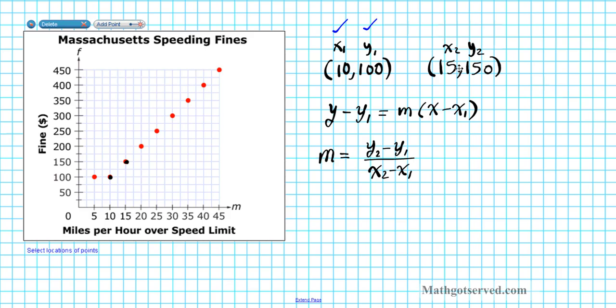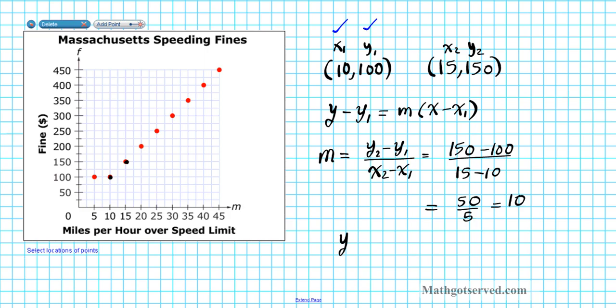So let's plug in the values of the points' coordinates given here into this equation to find out what the slope is. So y2 is 150 minus y1, which is 100, over x2, which is 15, minus x1, which is 10. 150 minus 100, that's 50. And then 15 minus 10 is 5. And then our slope is 10. Okay? Now that we have everything we need, we're going to plug it into this equation.